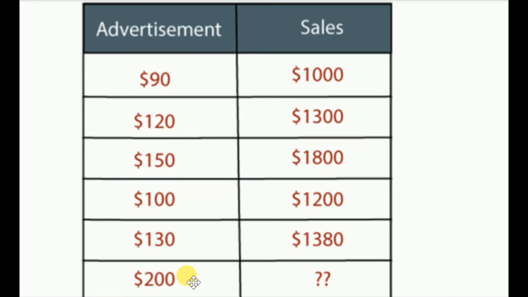Regression analysis is used to find continuously changing variables. Here, as advertisement is increasing, the sales are also changing continuously. So to find such predictions, we use regression and regression models.